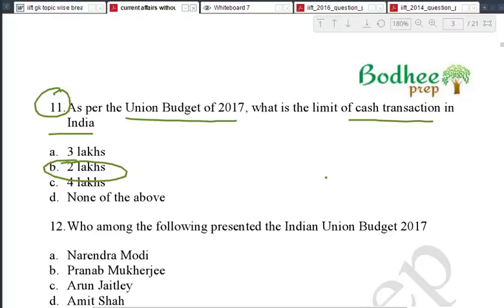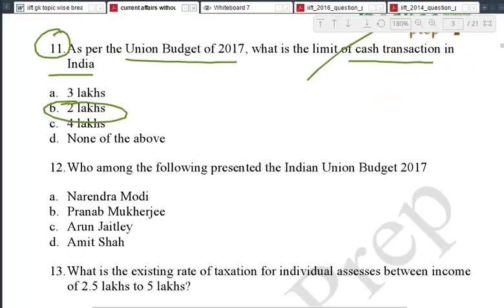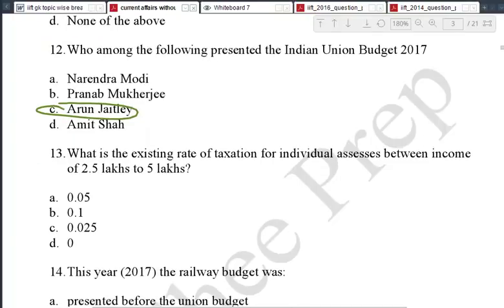The 12th question says, who among the following presented the Union Budget 2017? And why is it Arun Jaitley? Because it is always the finance minister who presents the Union Budget. He was also the defense minister, right? What is the existing rate of taxation for individual assessees with income between 2.5 to 5 lakhs?